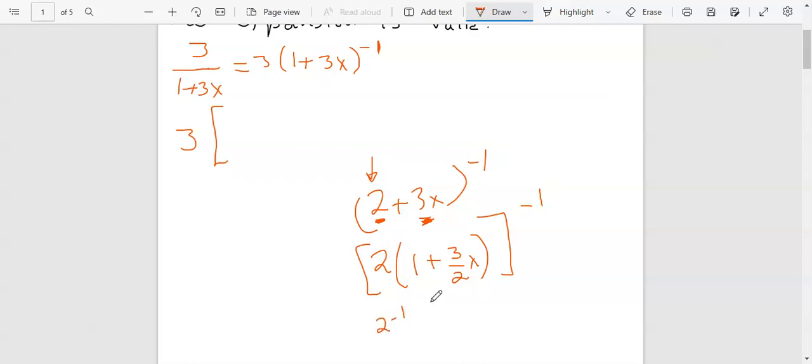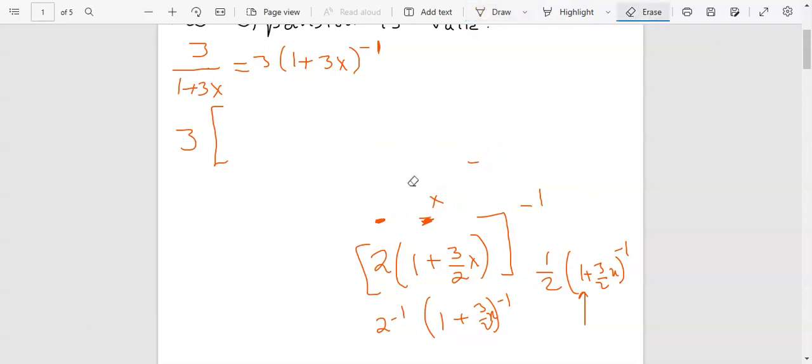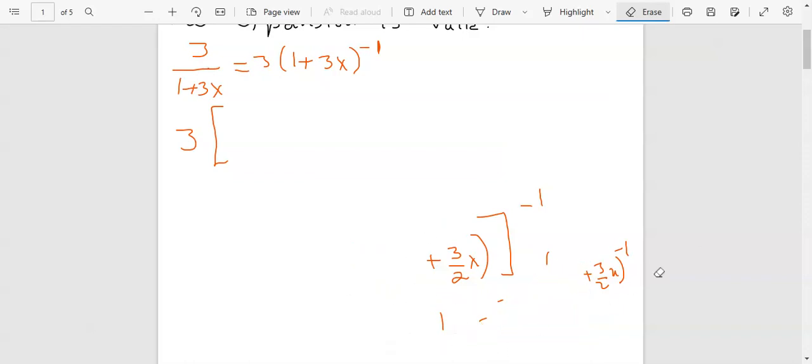And then the negative 1 now distribute it. So it will be 2 to the power negative 1, open brackets 1 plus 3 over 2 x to the power negative 1. So 2 to the power negative 1, we know that is 1 over 2. And then you have 1 plus 3 over 2x to the power negative 1. Now you can expand it because you have made this a 1. Is this okay? Please always make sure of this every time the power is a fraction or negative. Alright, so we can now go on.